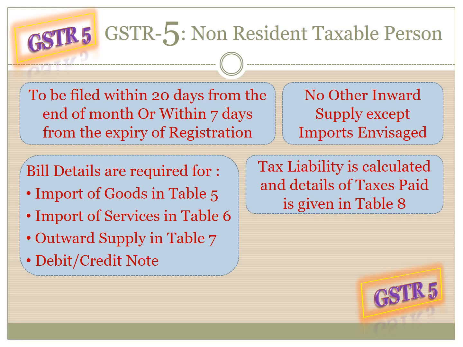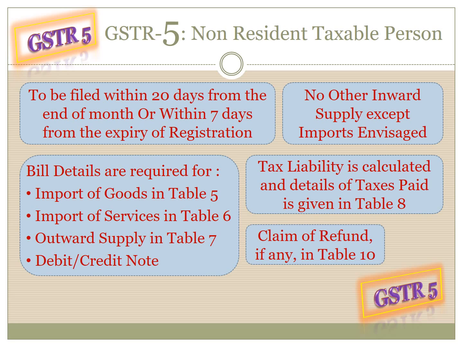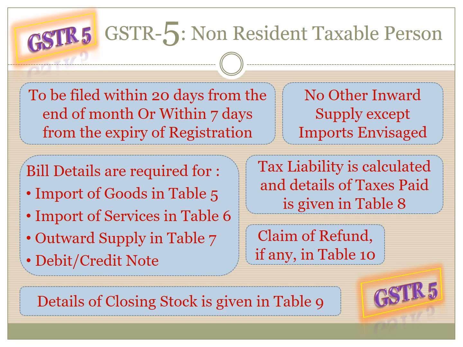Tax liability is calculated after taking credit of IGST and details of taxes paid is given in Table 8. If the taxable person prefers to claim a refund, the details are filled in Table 10. Table 9 contains details of closing stock with value for the purpose of knowing the remaining tax liability of the taxable person.